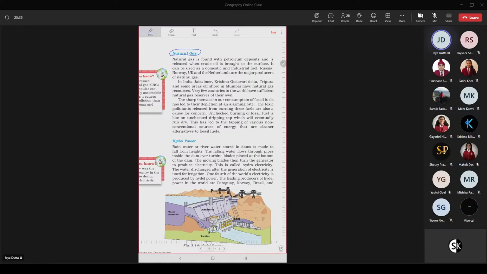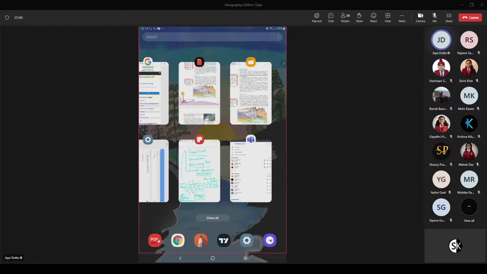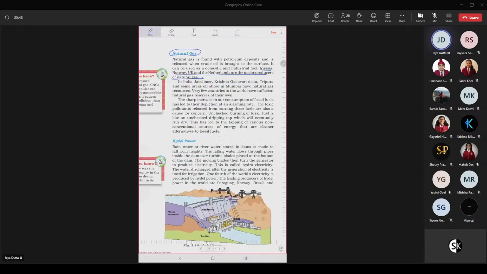Which countries are the major producers of natural gas? Russia, Norway, UK and Netherlands. I will tell you about one country which is very rich in all different types of resources. Can you give me a wild guess? Which country is rich in all different types of resources? Ma'am, Australia. Ma'am, is it China? Qatar? India? Ma'am, Australia. Russia.